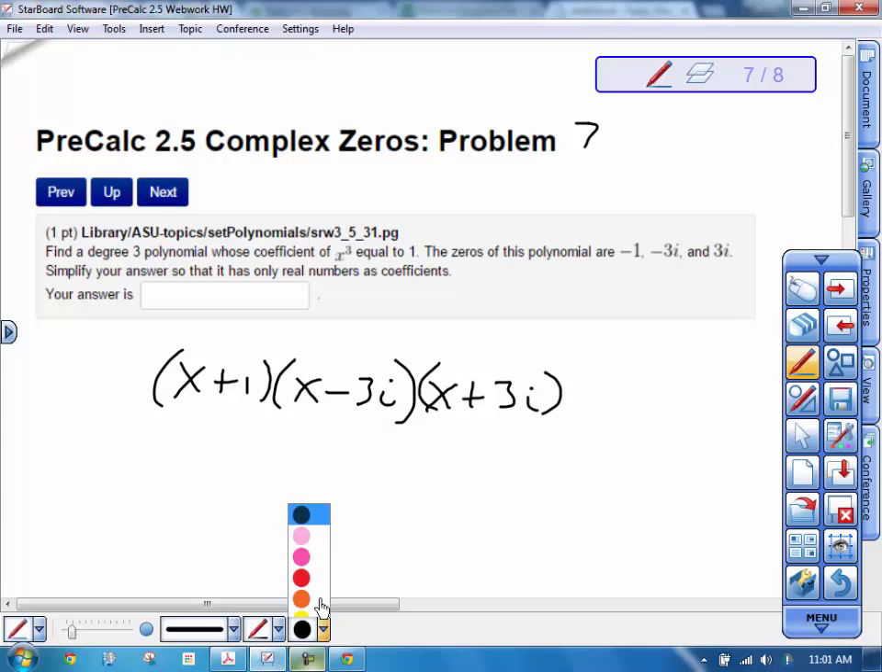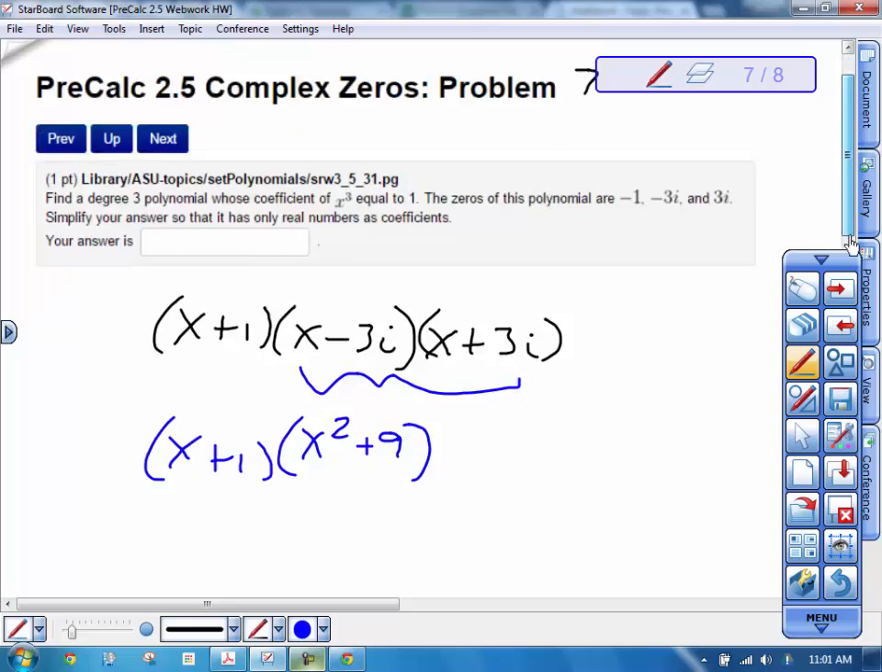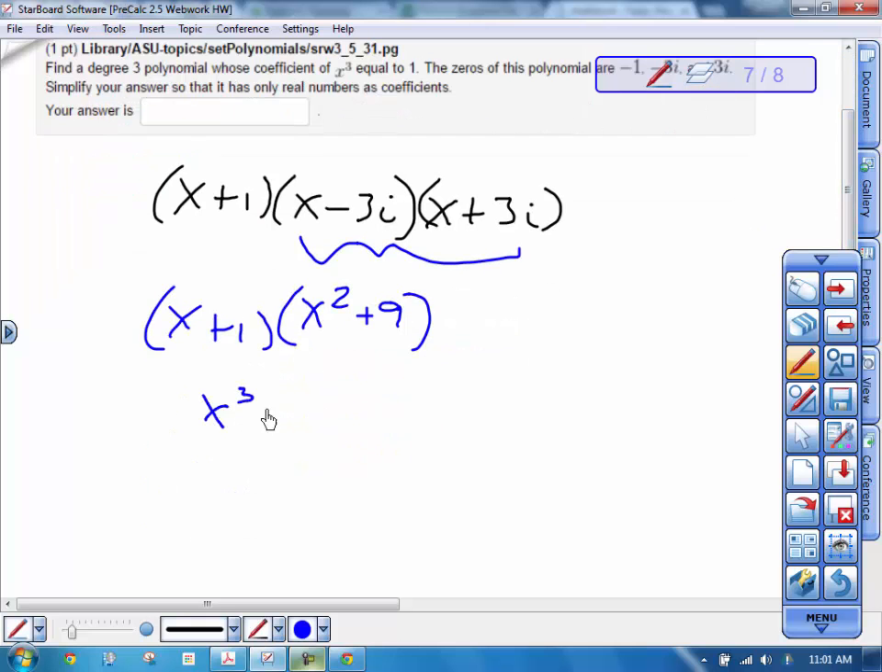So I would FOIL the first two, and then you get x squared. The middle terms are going to cancel, right? It's the difference of two squares again. Minus 9i squared. i squared is negative 1, so it's really x squared plus 9. And then I still have to FOIL that by x plus 1. So first times first, x cubed plus 9x plus x squared plus 9.